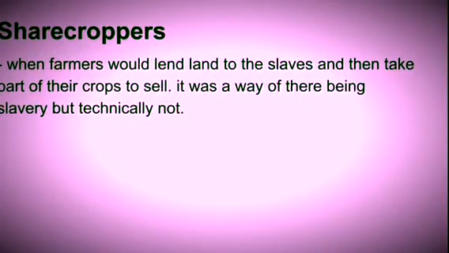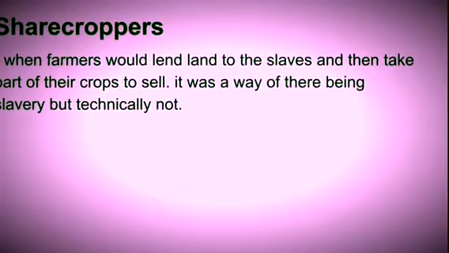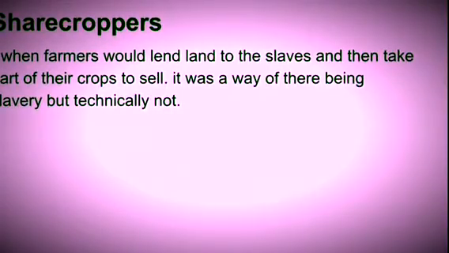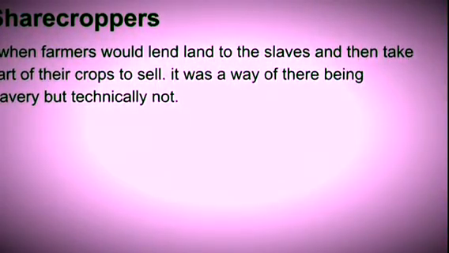When farmers would lend land to the slaves and then take part of their crops to sell, it was a way of there being slavery, but technically not. They were taking advantage of them.